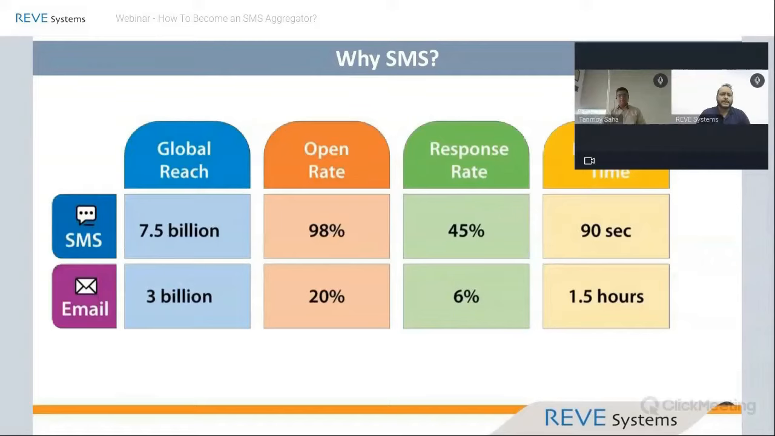So to start with, why SMS? Here I'll tell you why SMS is growing. We have made a basic comparison between SMS and email. The global reach of SMS is 7.5 billion with an open rate of 98%, a response rate of 45%, and a response time of 90 seconds. Compared to email, which is 3 billion, 20% is the open rate, the response rate is 6%, and 1.5 hours is the response time. That clearly speaks to why marketers are presently preferring SMS marketing rather than email, and it can reach the audience much faster.